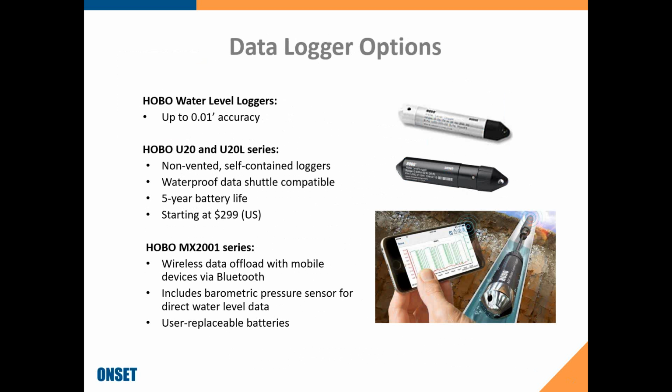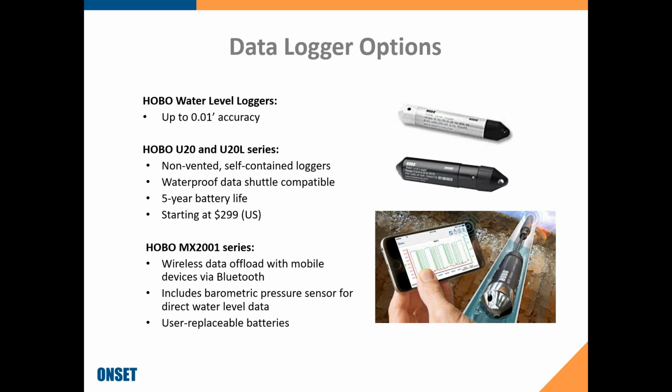The basic loggers are the U20 and the U20L series. These are non-vented, self-contained loggers. They record absolute water pressure, and they require a separate data file with the barometric pressure to use to compensate for the barometric pressure changes. That could be another one of these water level loggers deployed in the air to record the barometric pressure. Our software will do the magic of doing the barometric compensation using those data files. They have 5-year battery life, and for the U20L series, the pricing's under $300, so very affordable.